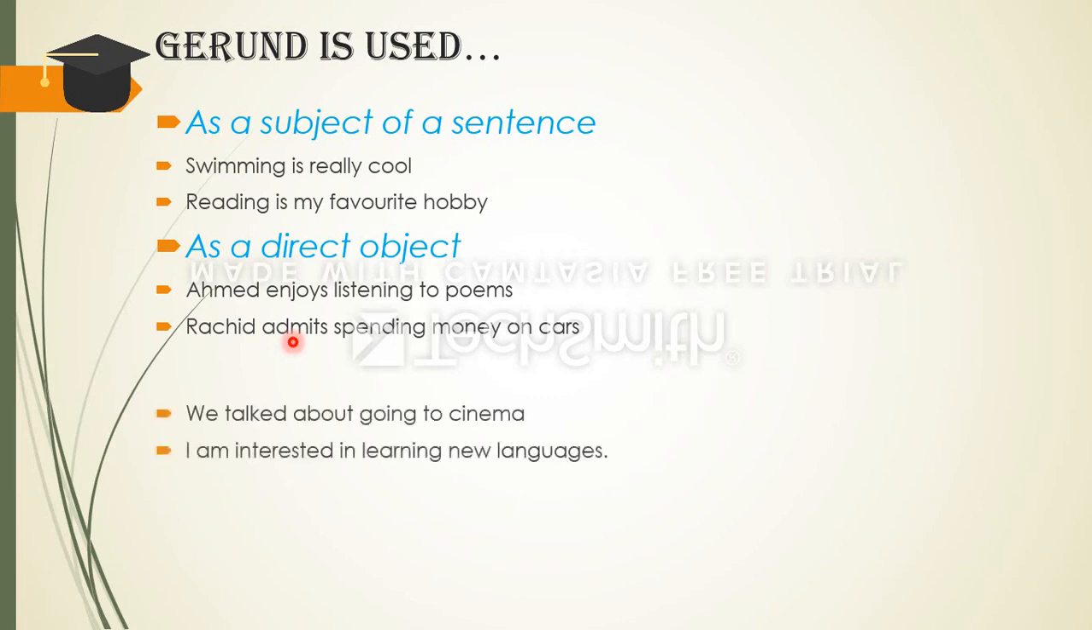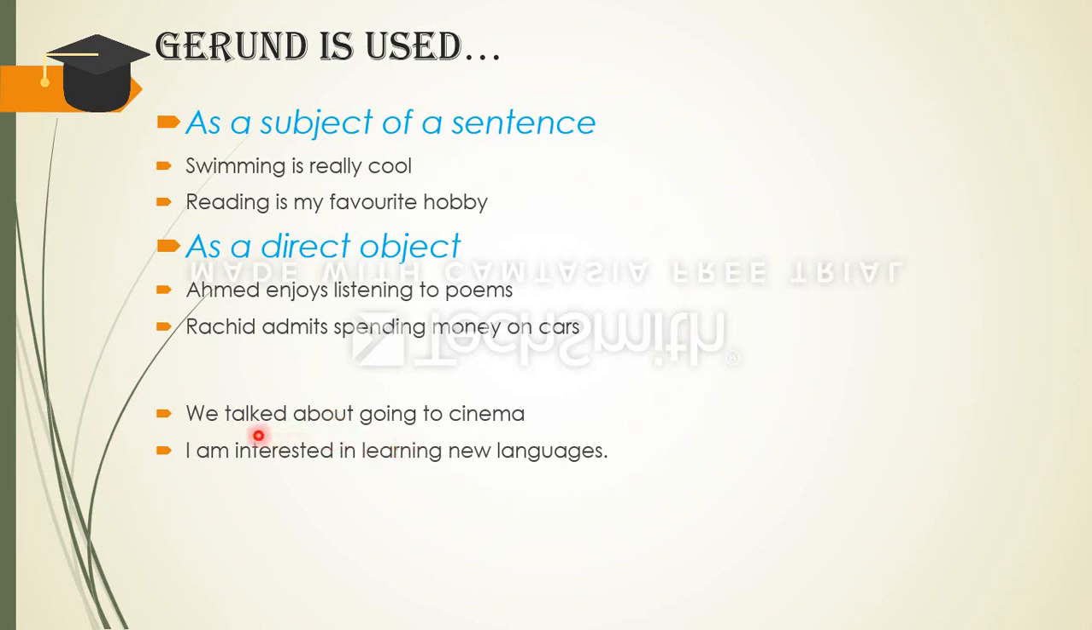Next, please. We talked about going to cinema. I am interested in learning new languages. As you can see, here in these two sentences, we talked about, I'm interested in. These two verbs are followed by a preposition. When a verb is followed by a preposition, the verb that comes after is in the gerund. We talked about going. I am interested in learning.